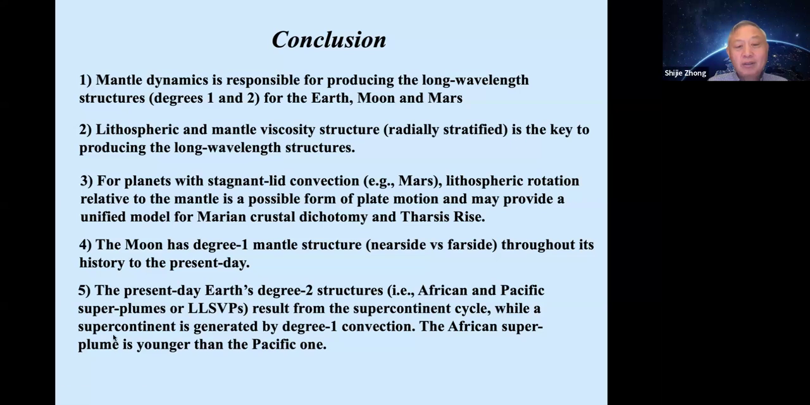And then, it turns out that the moon actually, even present day, has a degree 1 structure. This is near side, far side. That really means throughout lunar history, from 4 billion years ago to present day. And then we also discussed the Earth's supercontinent, how the supercontinent cycle and the mantle degree and the long wavelength mantle convection work together. This is what we call the degree 1 to degree 2, degree 1 again, this kind of structure evolution models. Okay, so thank you for your time.